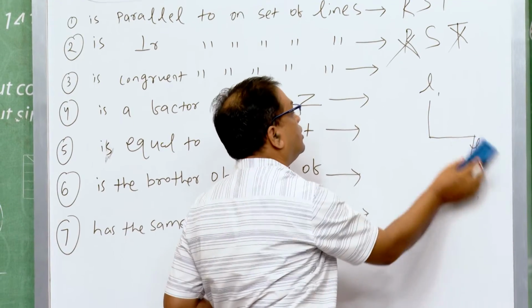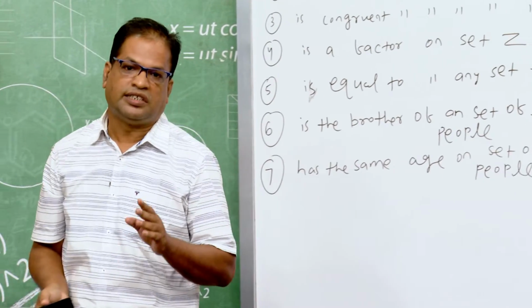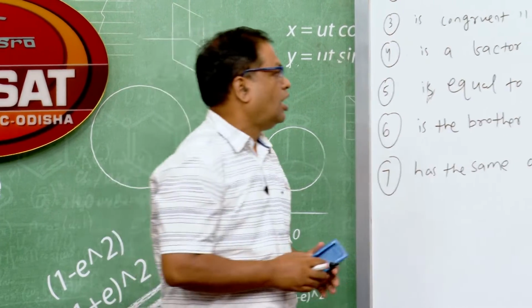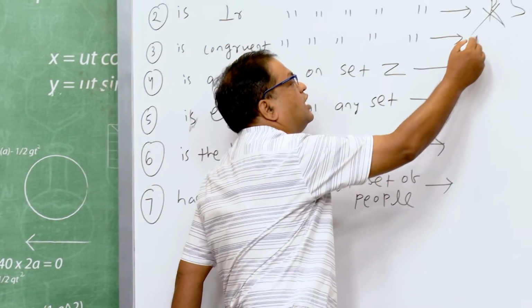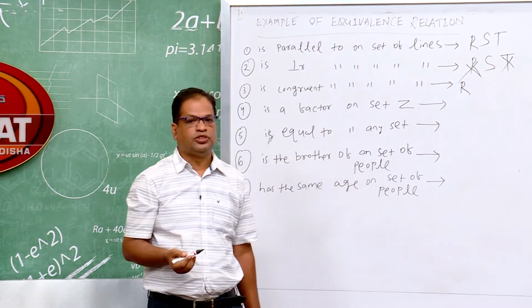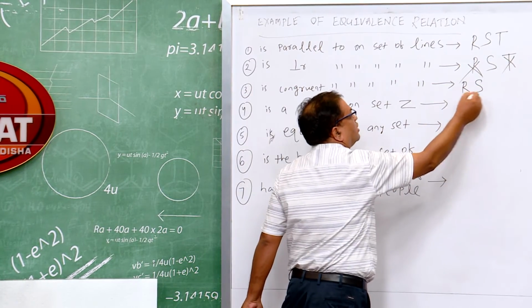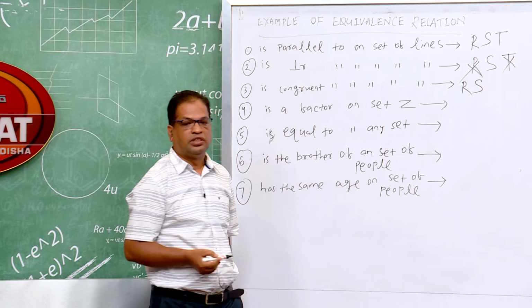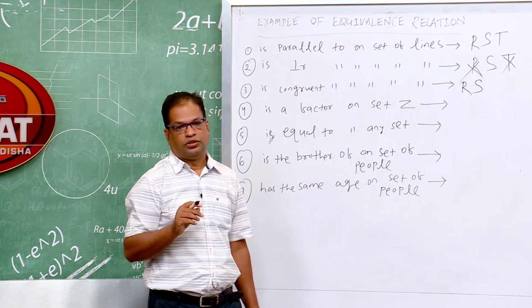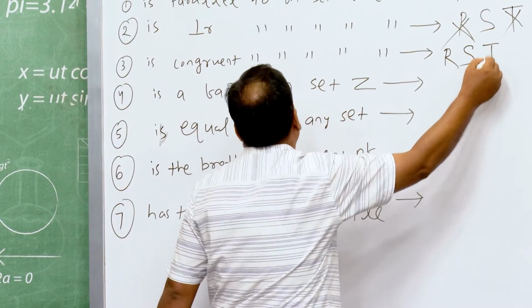And the third one is "is congruent to" on the set of triangles. Any triangle is congruent to itself, so it is reflexive, and if triangle ABC is congruent to DEF, then DEF is also congruent to ABC. So, this is symmetric and transitive. If ABC is congruent to DEF and DEF is congruent to PQR, then ABC is also congruent to PQR.